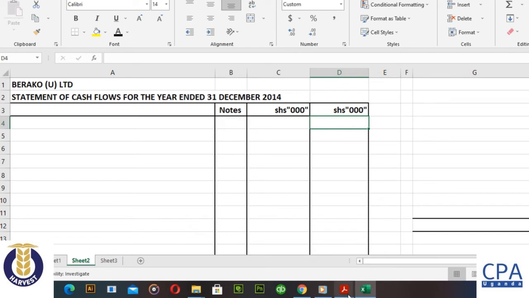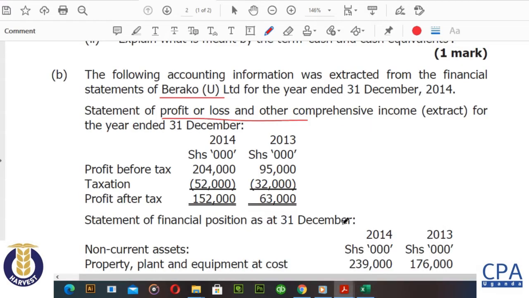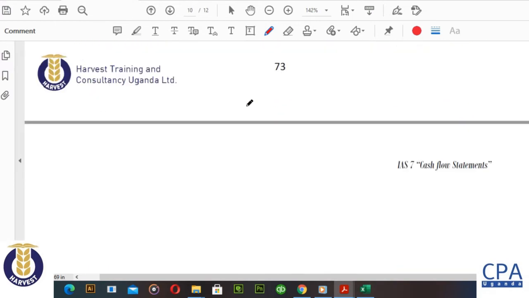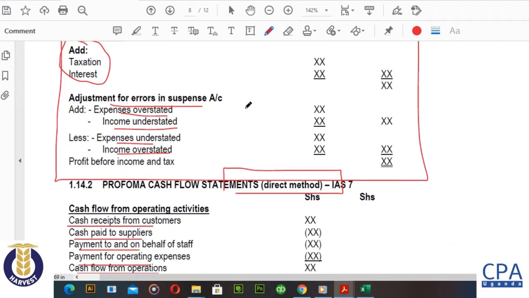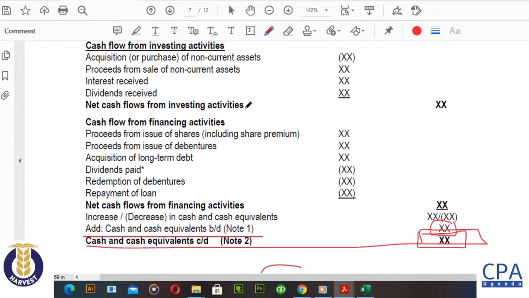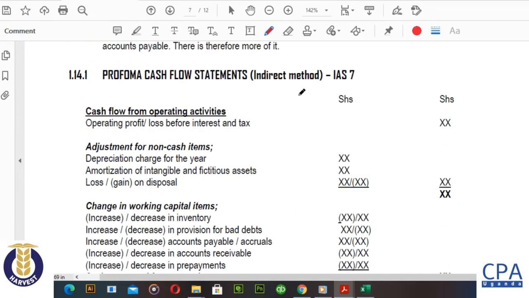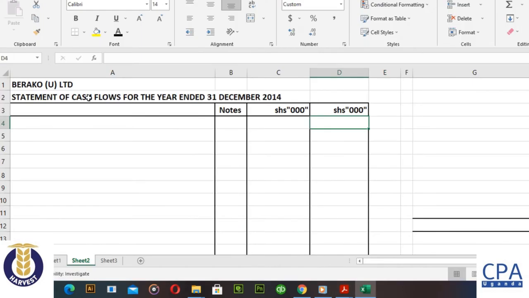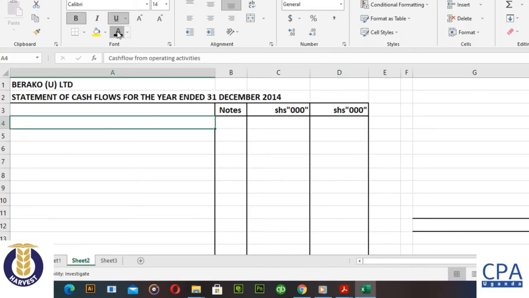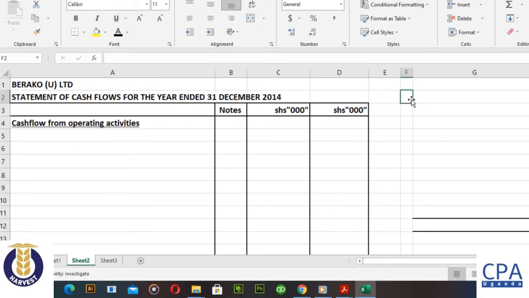Please members, do not use this last column for any other additions. I'm going to entirely follow the format, and I'm not going to change a thing. I'm going to follow this very nice format here for the indirect method. As you can see on our format, we begin by recognizing the cash flows from operating activities, and that's what I'm going to do right there.